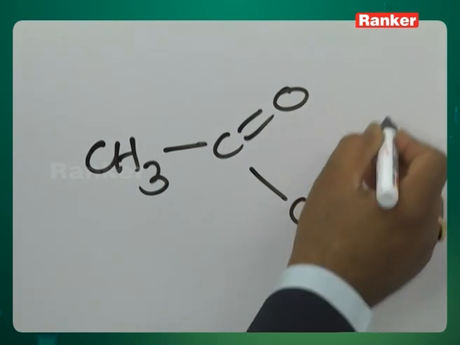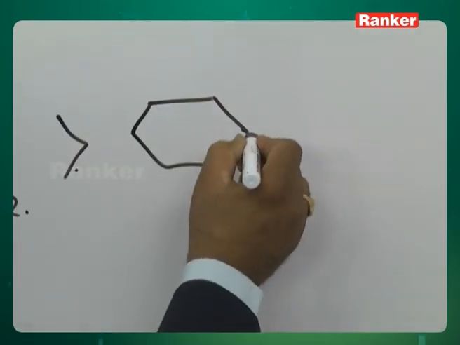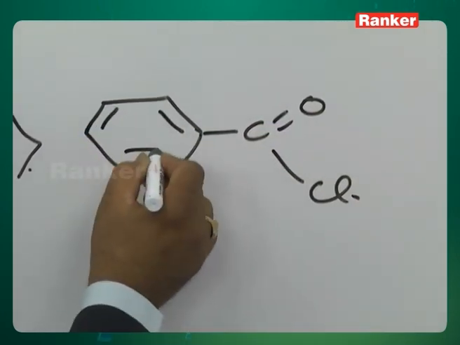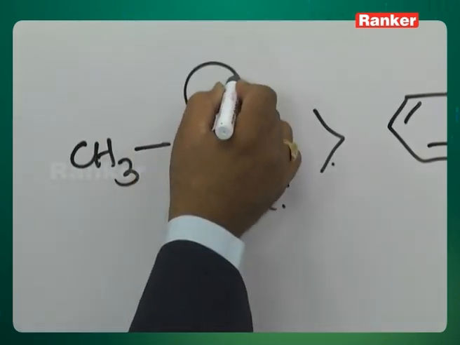CH3COCl is more reactive than C6H5COCl. There is a good resonance between this lone pair and the double bond.